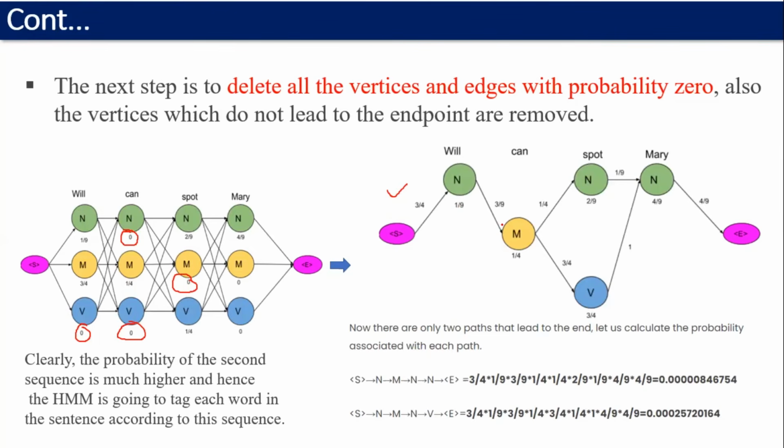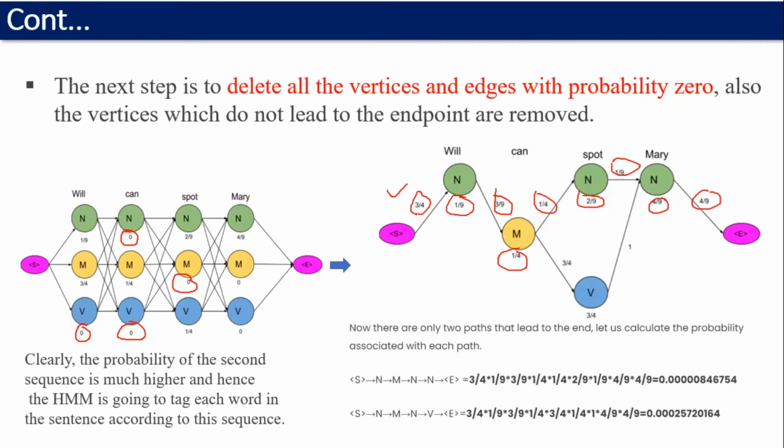And for these two paths, again, we need to calculate the probability. So that can be done like this. See, 3 by 4 into 3 by 4 into 1 by 9 into, what is the first path? This one. 3 into 3 by 4 into 1 by 4 into 1 by 4 into 2 by 9 into 1 by 9 into 4 by 9 into 4 by 9. So we are reaching the end point here, right? So that gives you this first sequence.